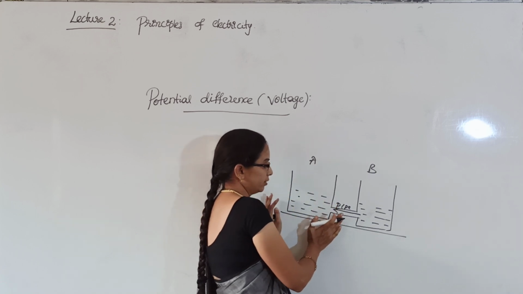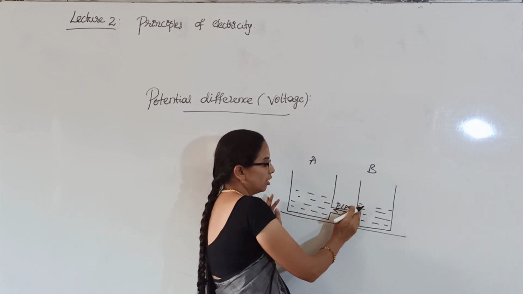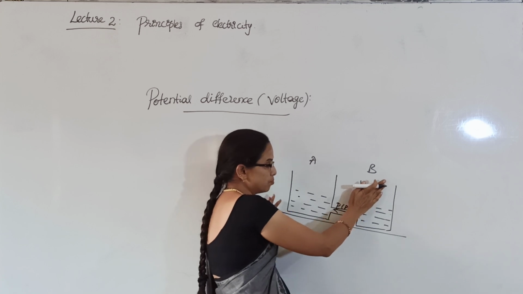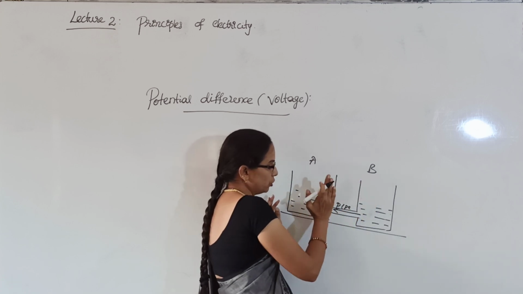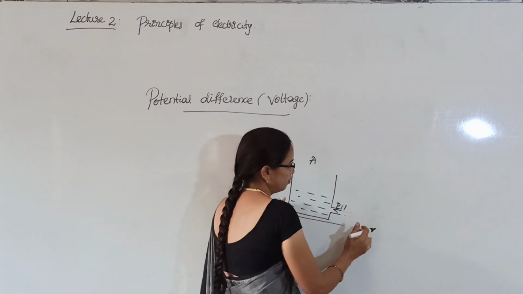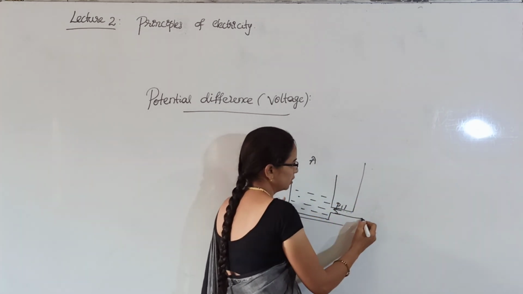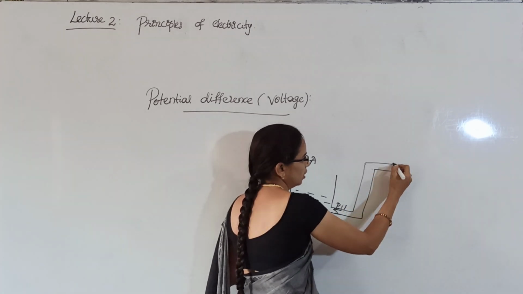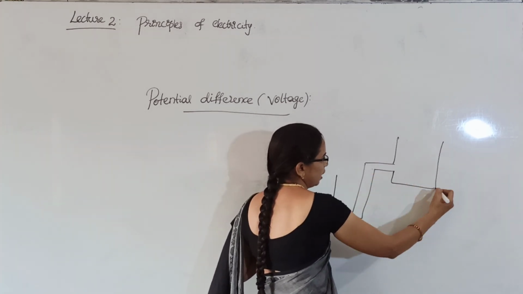But if you want the water to flow from B to A, you should do something like keeping the B tank at some height.